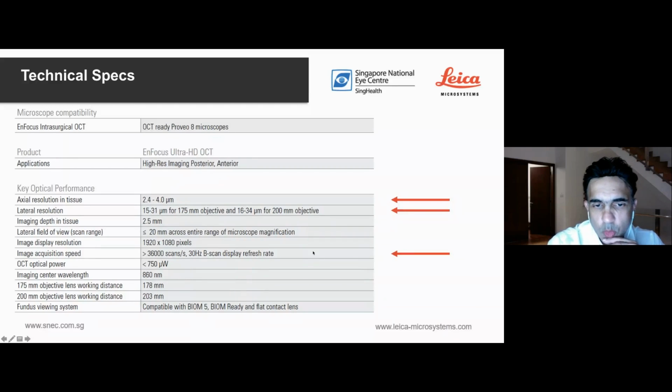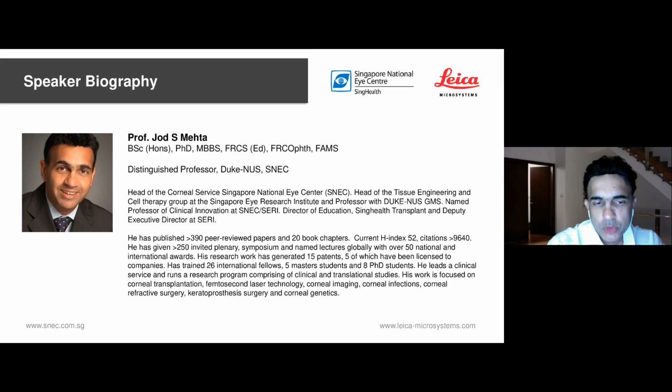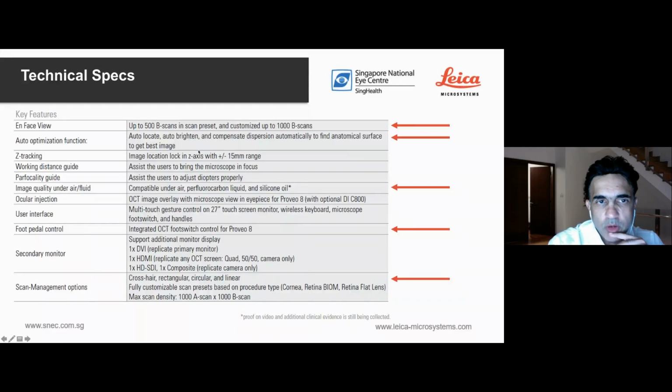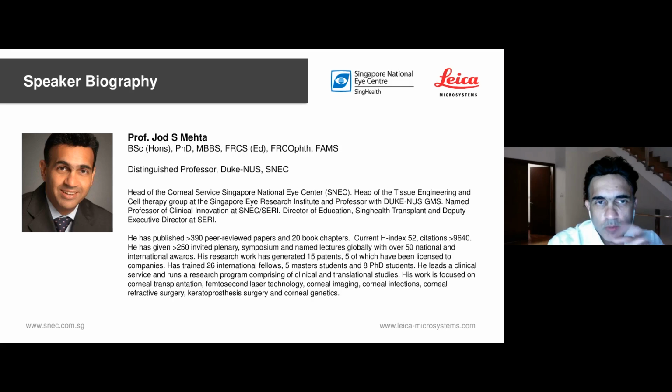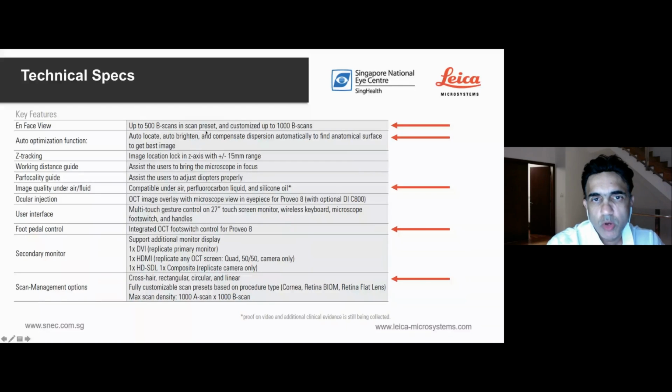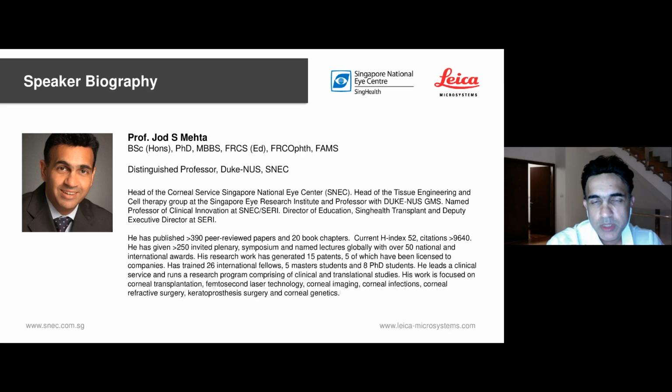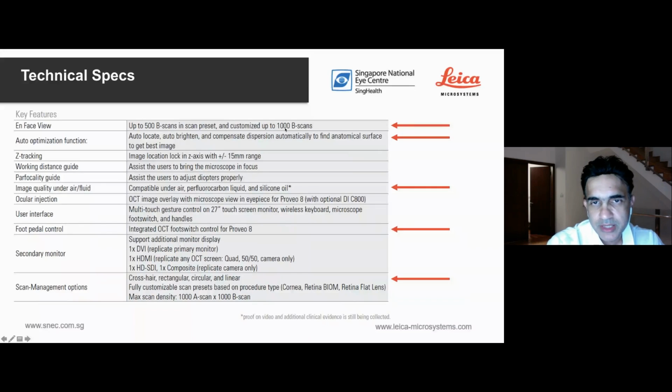The other thing that is important to appreciate is how many scans and the acquisition speed. I'll show you some of the advantages of having this fast scan acquisition speed when you're doing the surgery, because you're going to get a lot more information than you can get simply doing the crosshairs. You can also preset the number of scans that you want. You can customize it up to 1,000 B scans, and it does it in about 10 seconds from capture. I'll show you this in the next couple of videos as well.